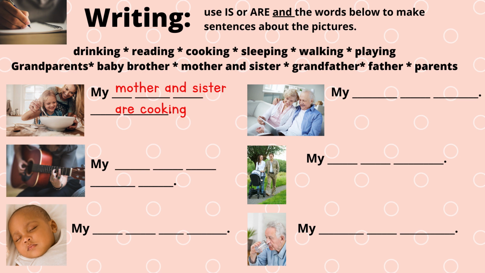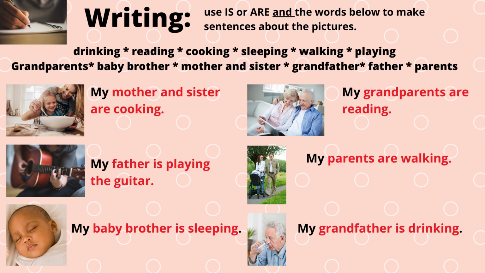Okay, class, let's go ahead and see how to write these sentences correctly. The first one was the example I gave you, and the answer is, my mother and sister are cooking. Let's look at number 2. That might have been hard to find what family member it was, but it's father. So number 2 says, my father is playing guitar.